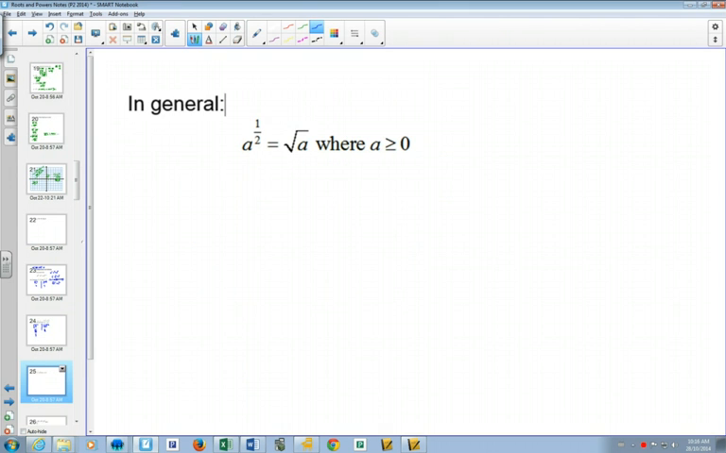So here's in general what we see with square roots. Now, a has to be bigger than 0 because the square root of a negative doesn't exist. So the big idea we're looking at today is how we can change radicals to numbers with exponents, to powers, and then we can use all of our power rules that you learned last year in grade 9 to work with radicals as well.